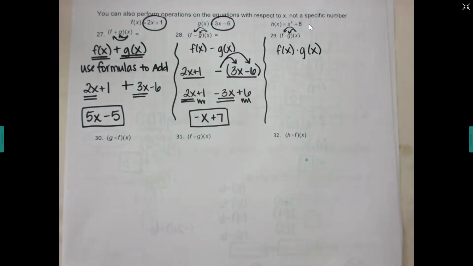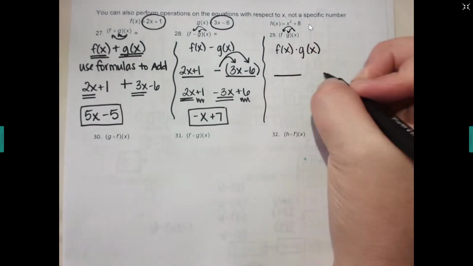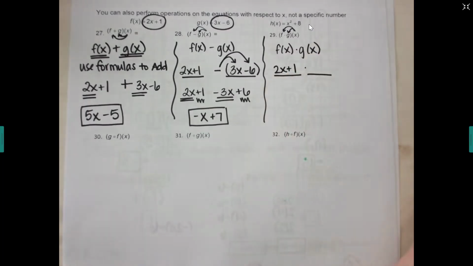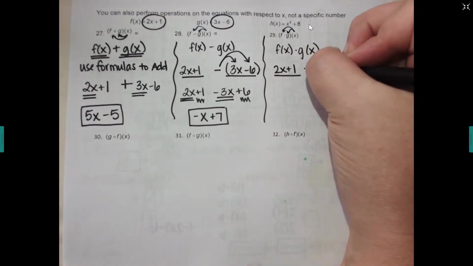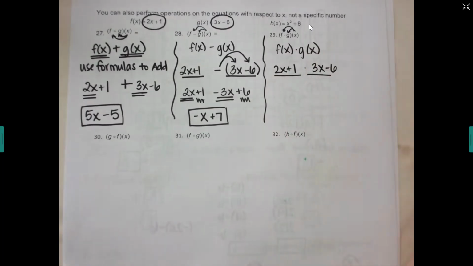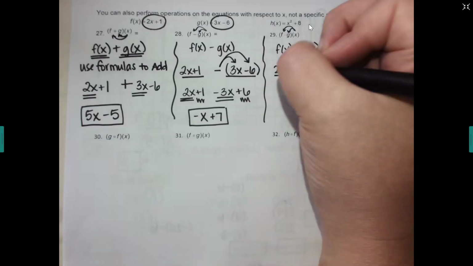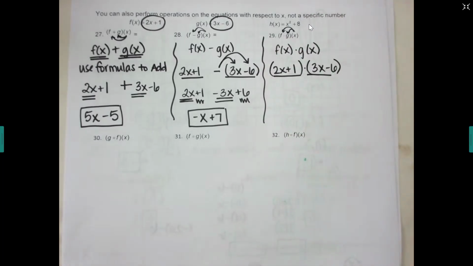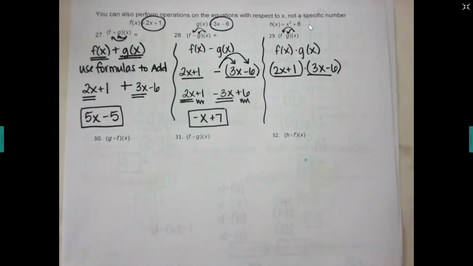So my f formula is 2x plus 1. My g formula is 3x minus 6. And then because I'm multiplying, I'm going to put parentheses there. Okay. Then if you like the box method, I know we kind of touched on that last week, you could do that. I'm just going to do the arrows because I don't want to draw a box.